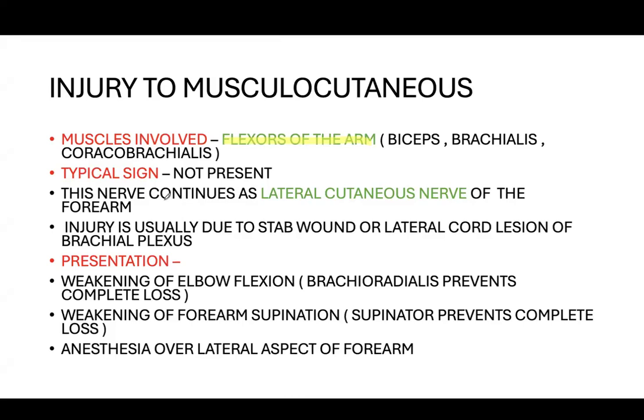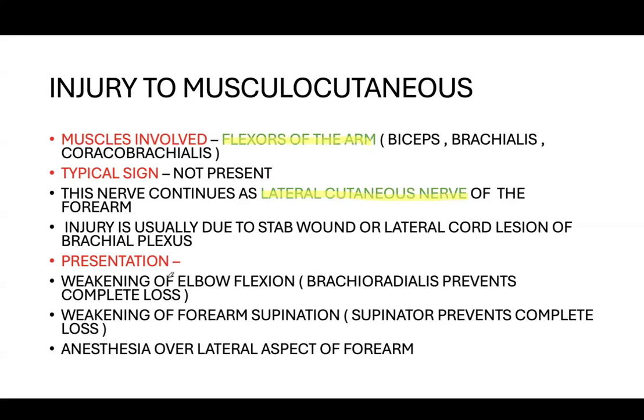And also the musculocutaneous has the lateral cutaneous nerve of the forearm. And as suggested, the lateral cutaneous nerve of the forearm supplies the lateral forearm, quite simple, really. And the injury to the musculocutaneous could be due to a stab wound or a lateral cord lesion because it comes from the lateral cord of the brachial plexus.